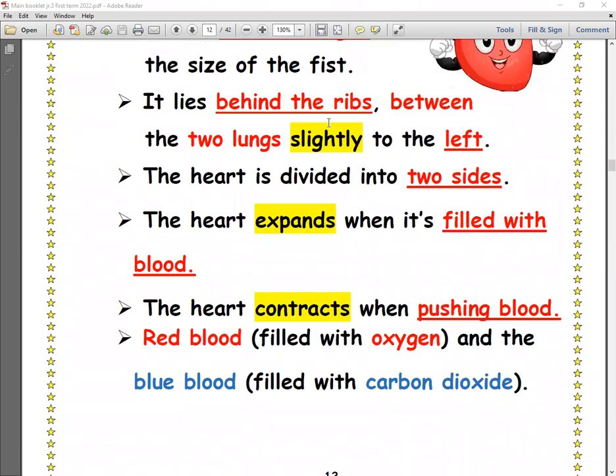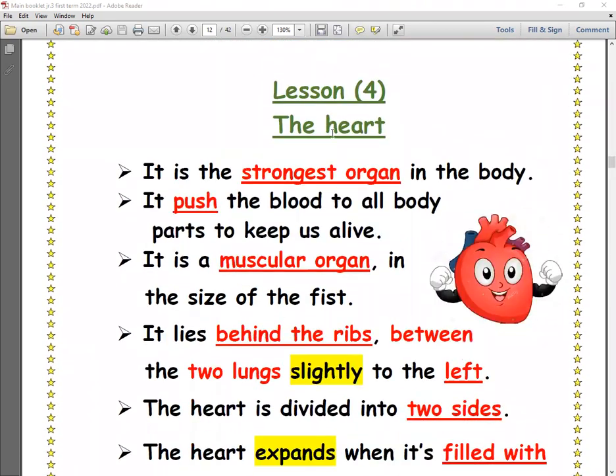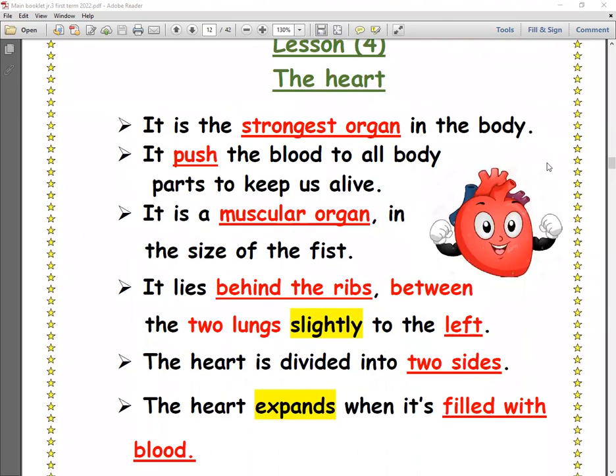Okay, Junior 3, let's make a quick revision on this part. First, we talk about the heart. The heart is a very important organ in our body. Number 1, it is the strongest organ. Number 2, the function of the heart is it pushes the blood to all the body parts to keep us alive. It is a muscular organ. The size of the heart equals the size of your fist.